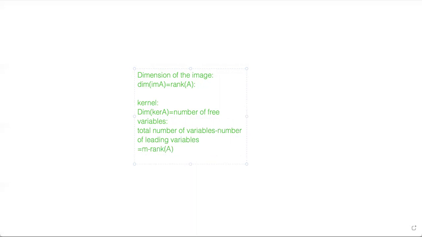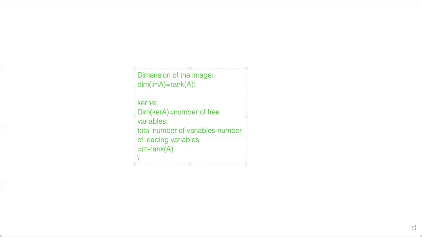Now, if we want to talk about kernel, let's think about this definition. We know that the dimension of kernel equals the number of free variables, right? Well, that can be broken down into the total number of variables subtracting the number of leading variables, which leads to m minus rank of A. Because m, of course, is your total number of variables, and the number of leading variables, of course, is the rank of A.